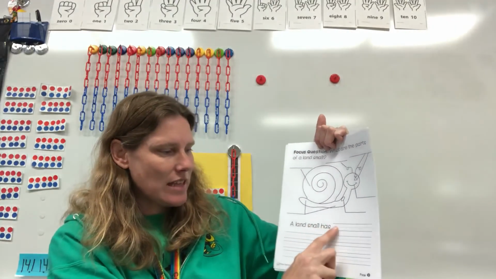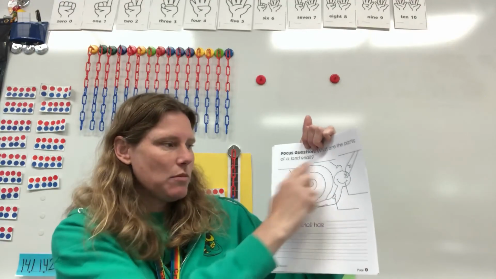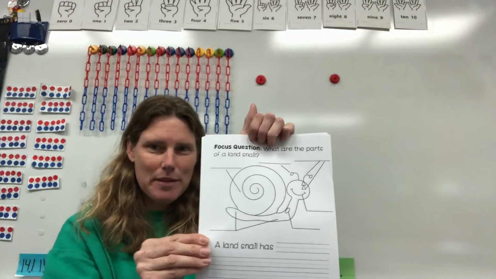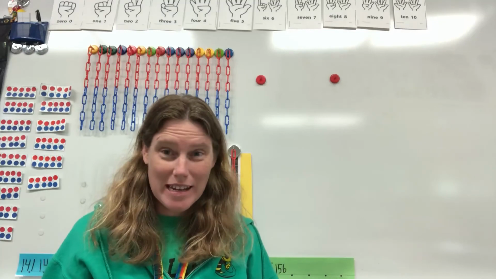A land snail has. Finish the sentence. Do your writing down here. Label your snail up here. Got it? Capiche? Okay. I can't wait to see your writing.